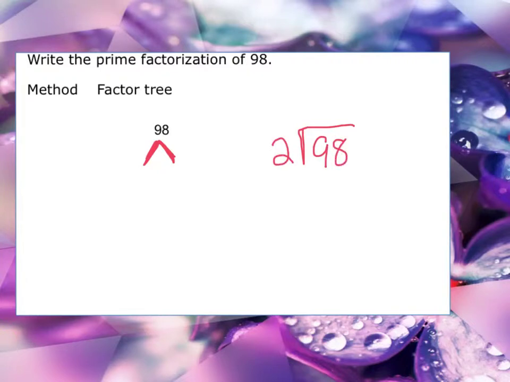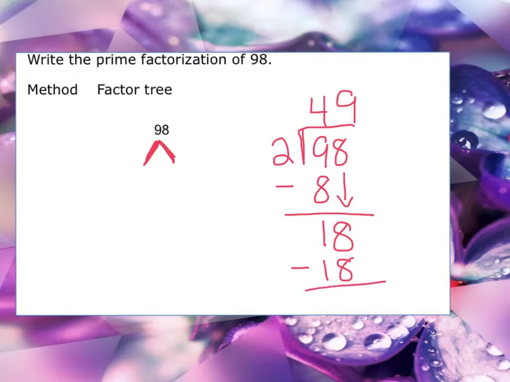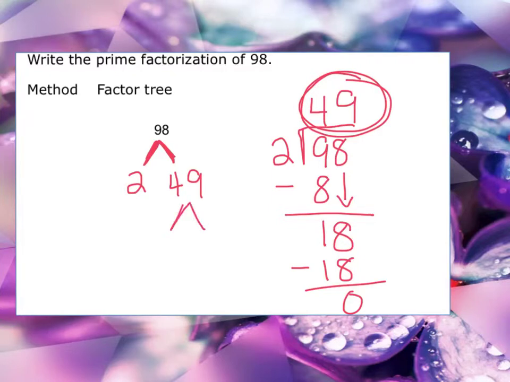So 2 goes into 9 4 times, and we get 8. Minus, you bring down the 8. And 2 times 9 will give us the 18. Subtract, that would give us a 0. So 2 times 49 will give us 98. So here we have 2, 49. I can't reduce 2 further because it is a prime number, but I can reduce 49 because it's a composite, and we get 7, 7.